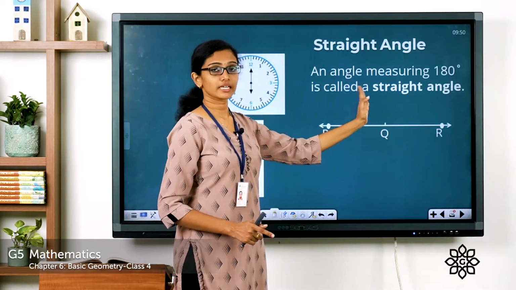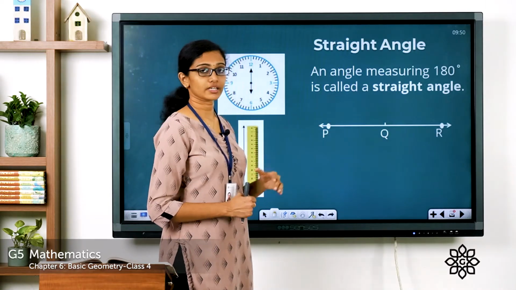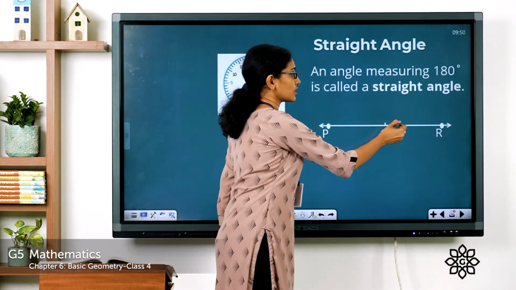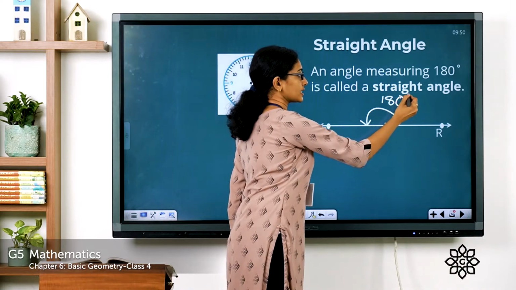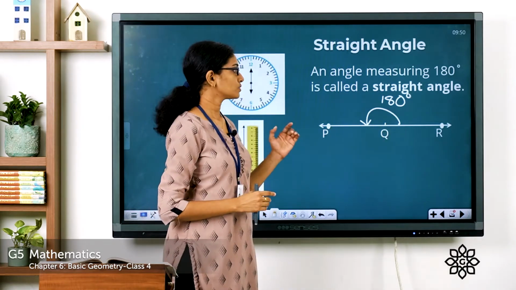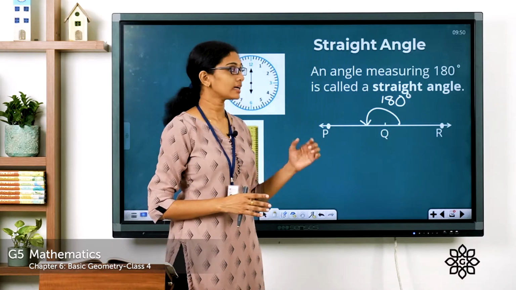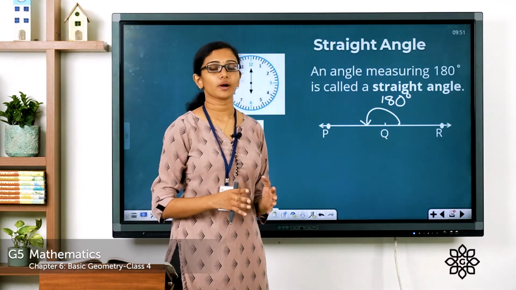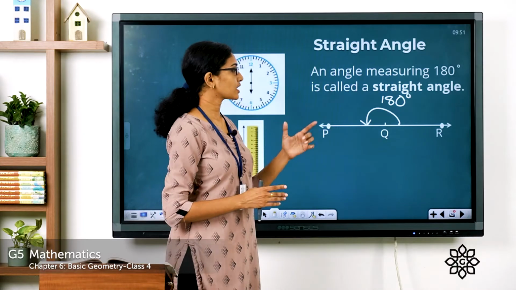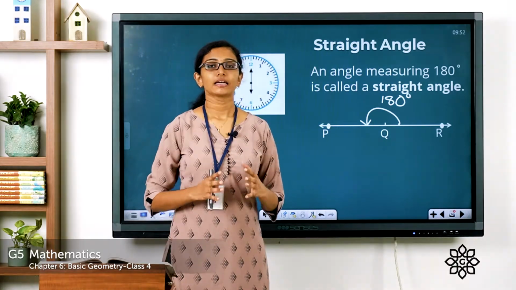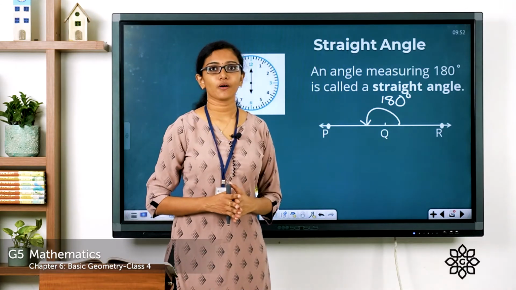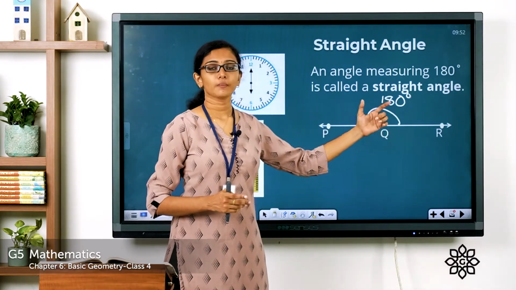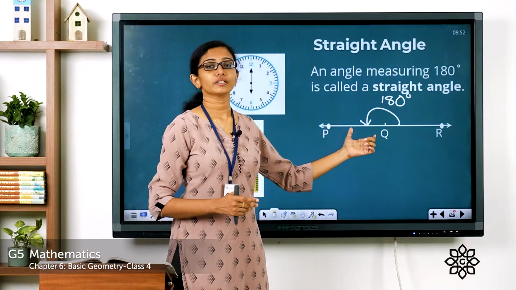And if it keeps on turning around and it reaches the other direction, it would have turned through an angle of 180 degree. So such angles where the measurement of the angle is equal to 180 degree are called straight angles. Keep in mind, the measurement of an angle does not depend upon the length of its arms, but it depends on the amount of turn.